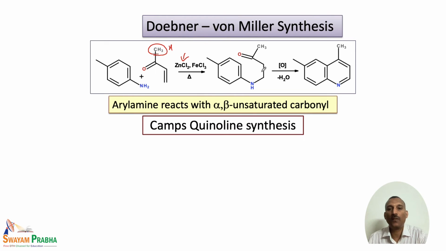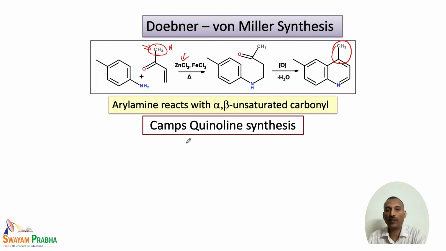And finally we end up with a substituted quinoline after oxidation. So the major difference between the Skraup synthesis and the Doebner-Miller synthesis is, since we have a substituent, that means a ketone is used, whatever substituent is present here is going to be introduced here as the alkyl unit. So that is how we can prepare substituted quinolines using this particular method.